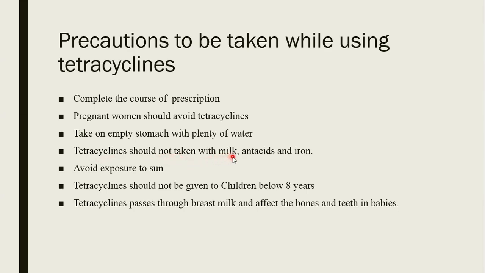Tetracycline should not be taken with milk, antacids and iron, which will affect the absorption of the drug. Avoid exposure to sun. Tetracycline should not be given to children below 8 years of age. Tetracyclines pass through breast milk and affect the bones and teeth in babies. That's why we should not give the tetracycline prescription to a pregnant woman.